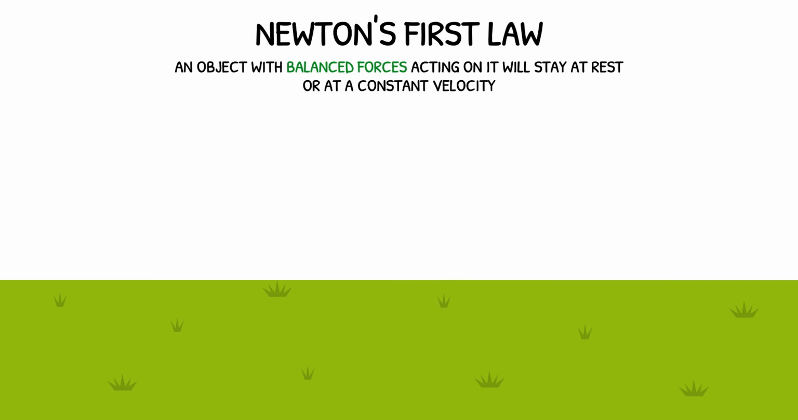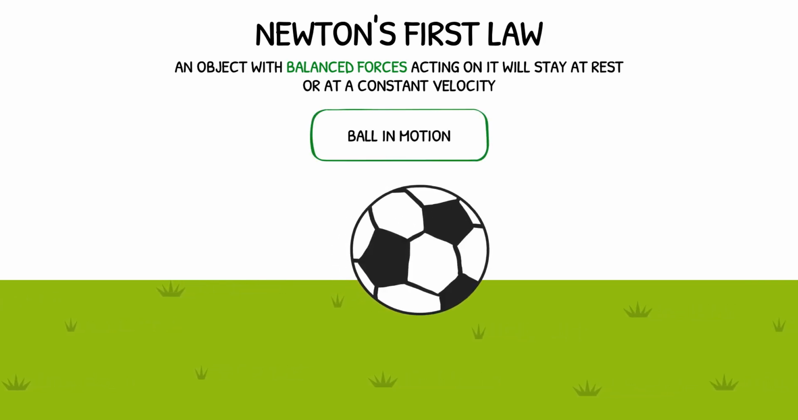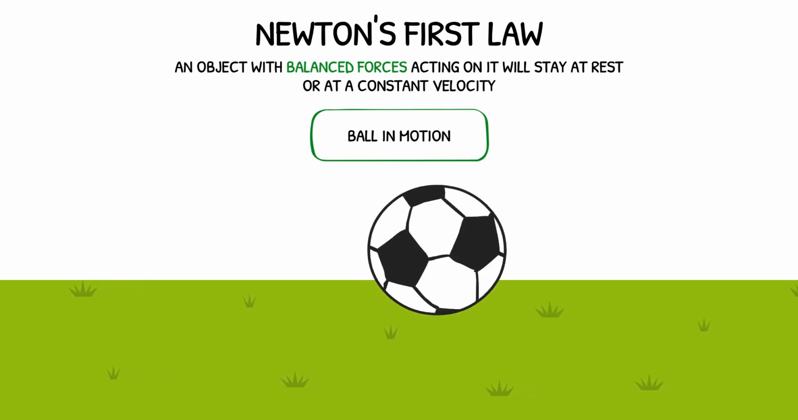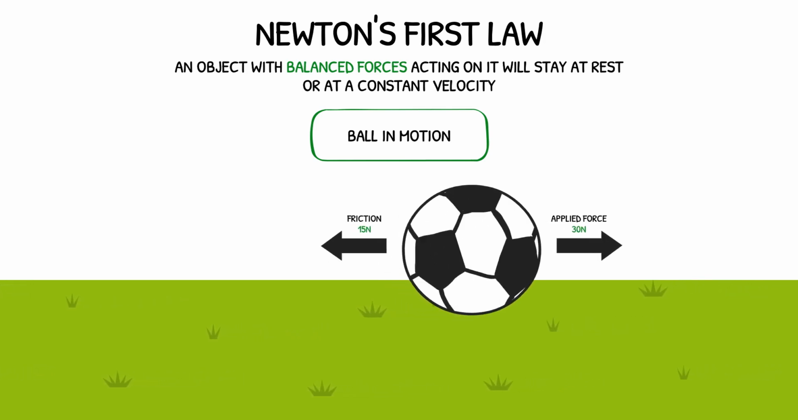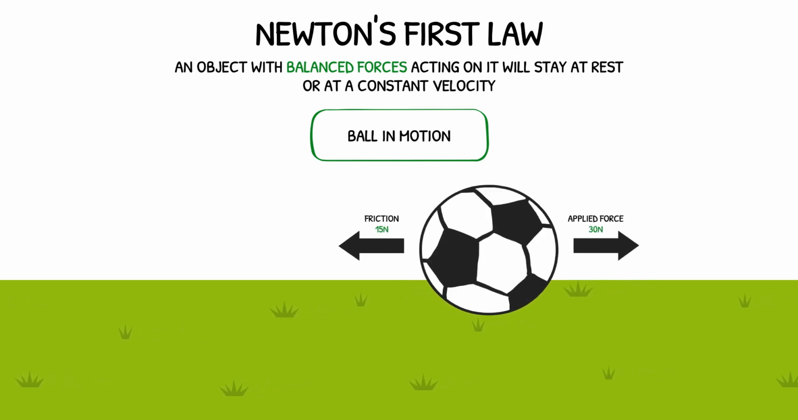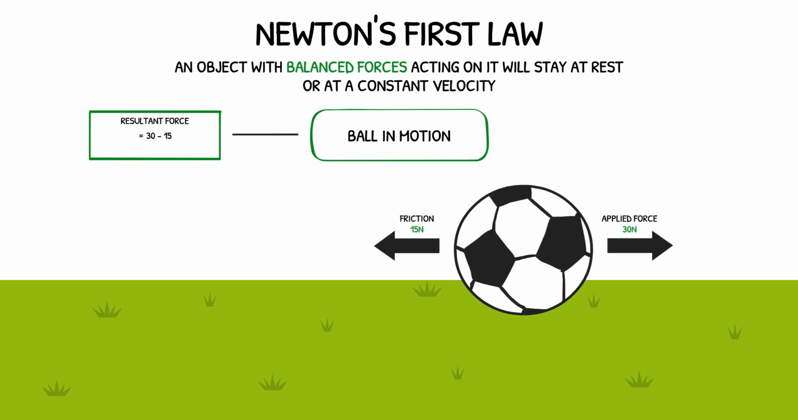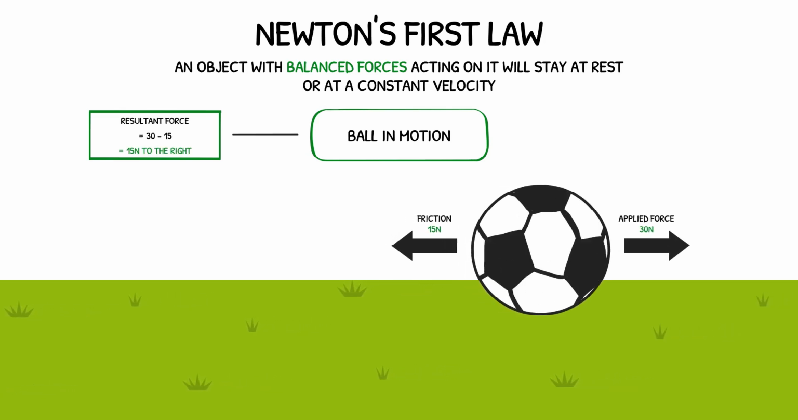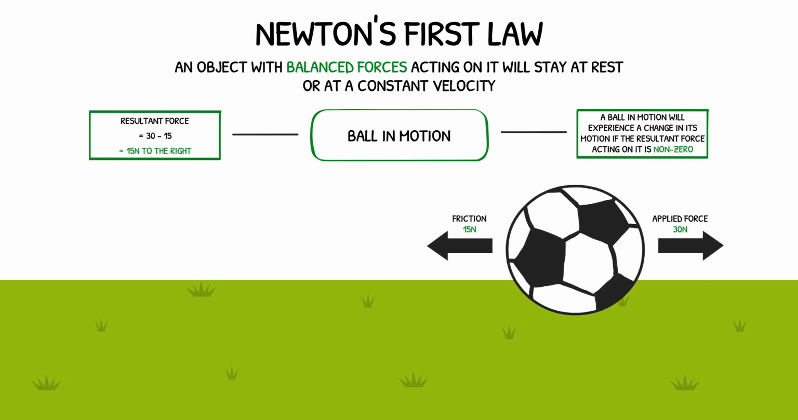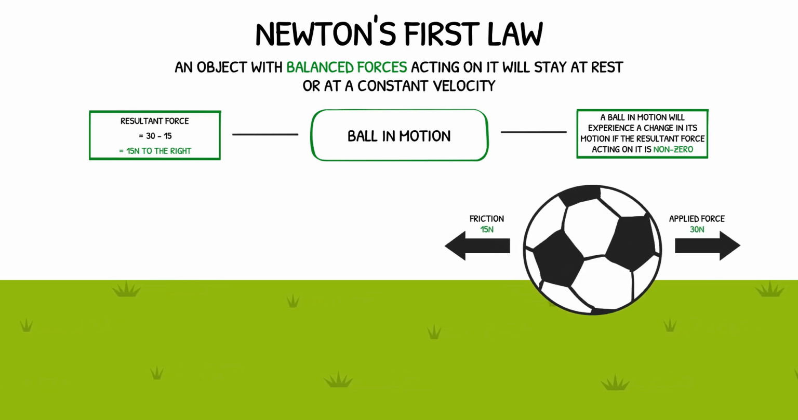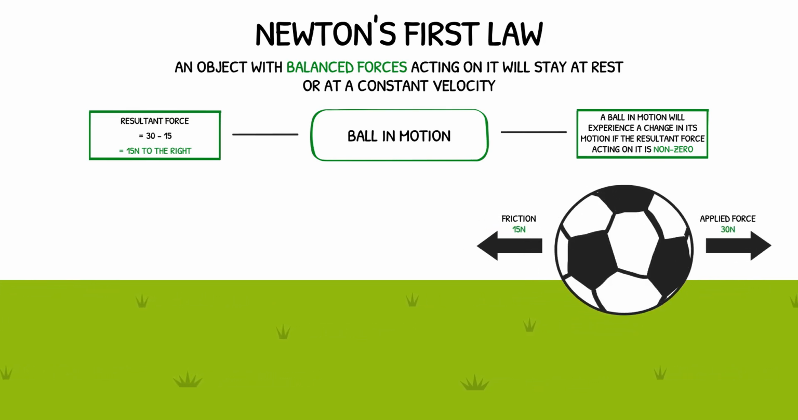Now, let's say this same ball was kicked. The size of the applied force would now be larger than the size of the frictional force. If the applied force increased to 30 newtons and the frictional force remained at 15, this would mean that the ball is now being acted upon by unbalanced forces. The resultant force on the ball would be 15 newtons to the right. The ball has now experienced a change in its motion because it's been acted upon by unbalanced forces. It's no longer travelling at a constant velocity, it's now accelerating to the right.